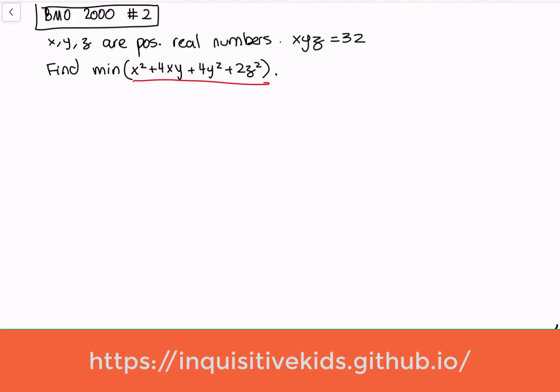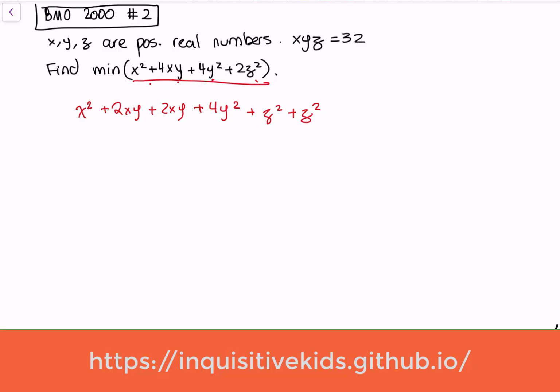But we don't have to be limited to only 4 terms here. We can split terms up to create more terms. So let me show you what I mean. We can rewrite this sum as x squared plus 2xy plus 2xy plus 4y squared plus z squared plus z squared. Now, why did I do this?